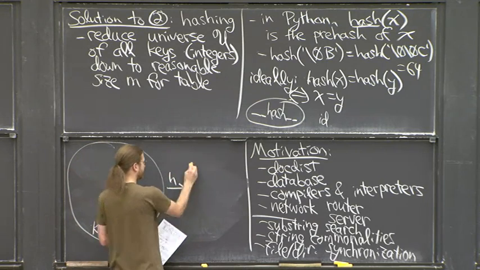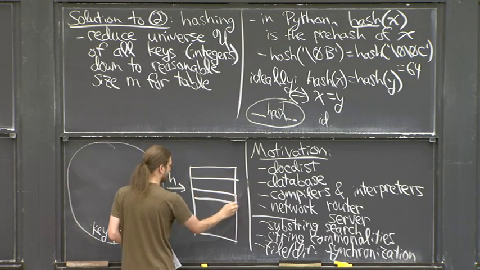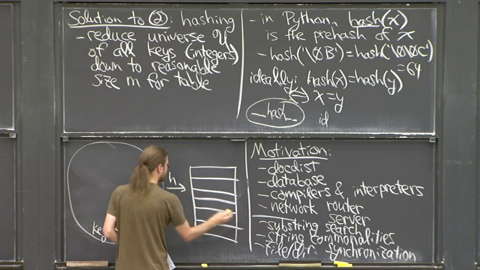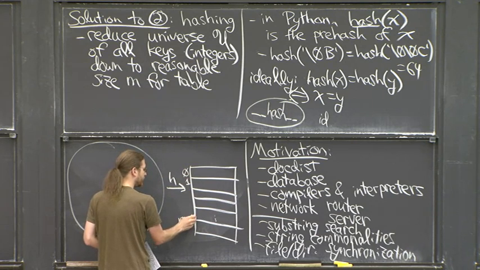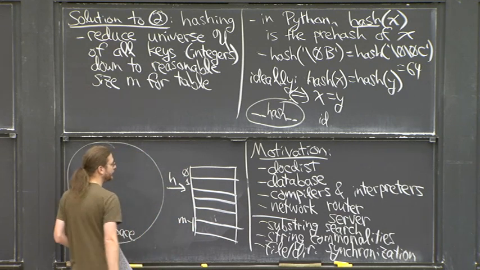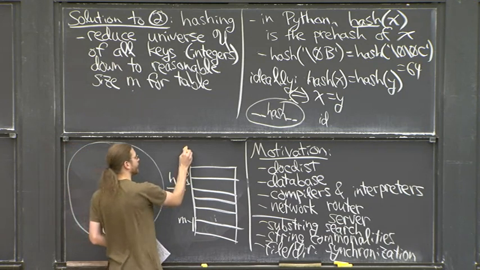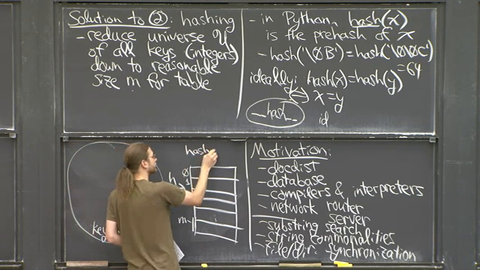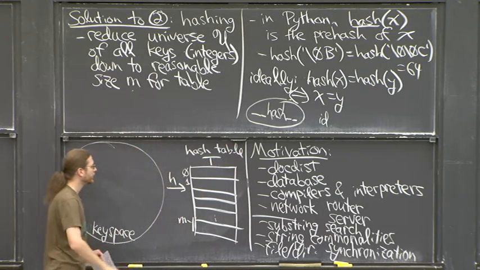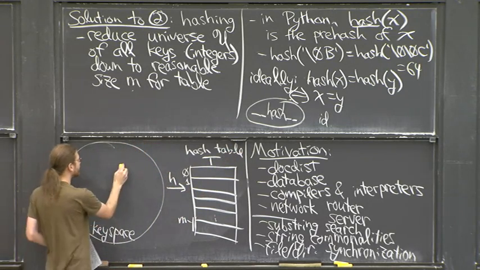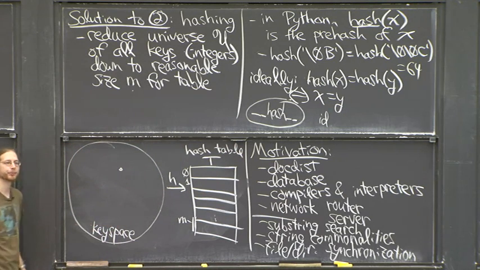How do I want to draw this? Like an array. So we're going to have possible values 0 up to m minus 1. M is a new thing. This is going to be the size of our hash table. This is called a hash table. We'll call it T also. And we'd somehow like to map. All right, so there's the giant space of all possible keys.